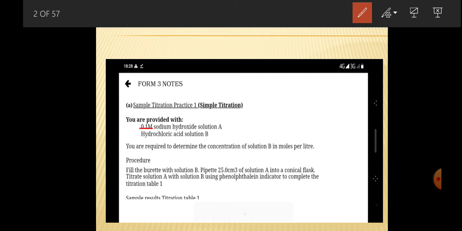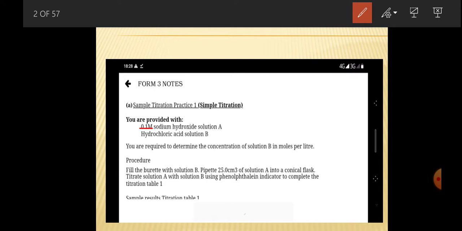This solution, whose concentration is known, the sodium hydroxide, is called standard solution. The concentration is known, and therefore you can also call it primary standard solution. And once you get the concentration of hydrochloric acid, you are going to call it secondary standard solution. So here we normally begin.